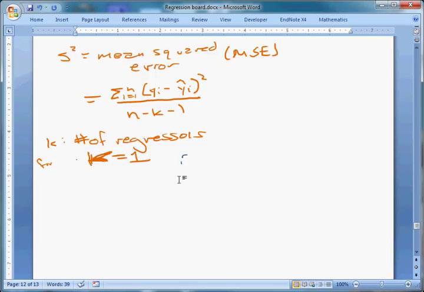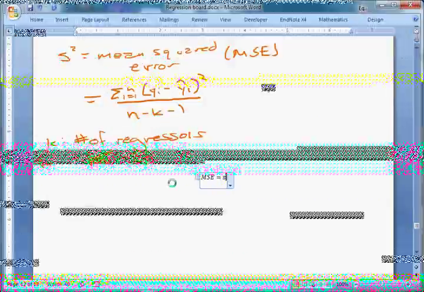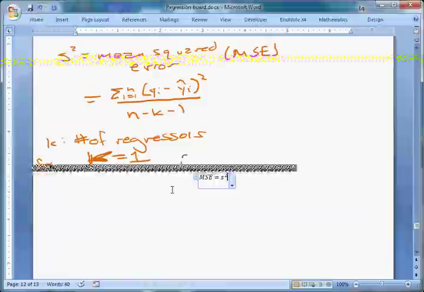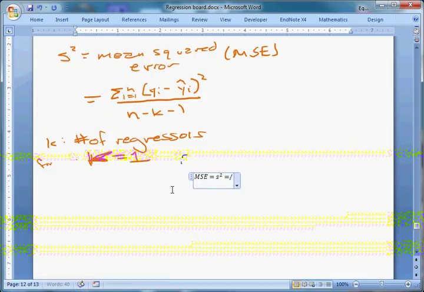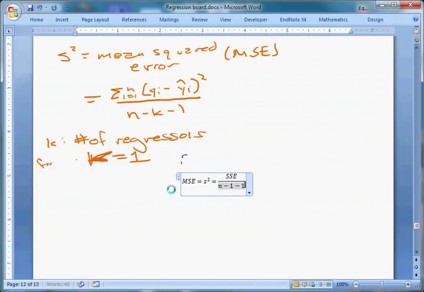So, k equals 1. What this also equals is, so this is our MSE, which is equal to s squared. Now the top of this fraction is going to be the SSE. And then for now, n minus k minus 1 is going to be n minus 1 minus 1, because k equals 1, which means that this is going to be equal to SSE over n minus 2. And that's what we have for our mean squared error.